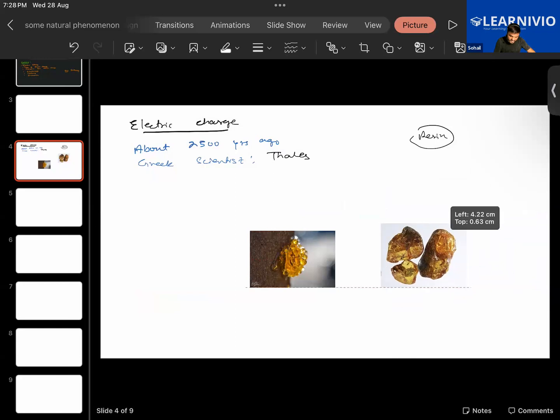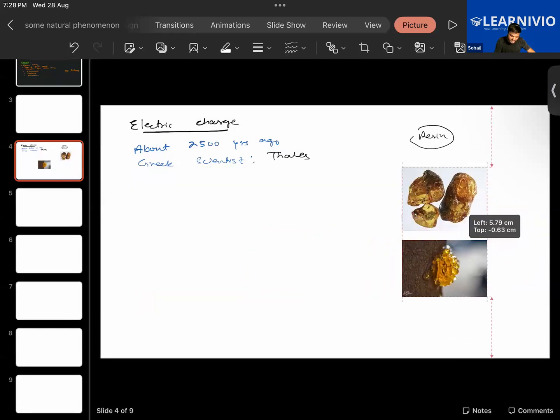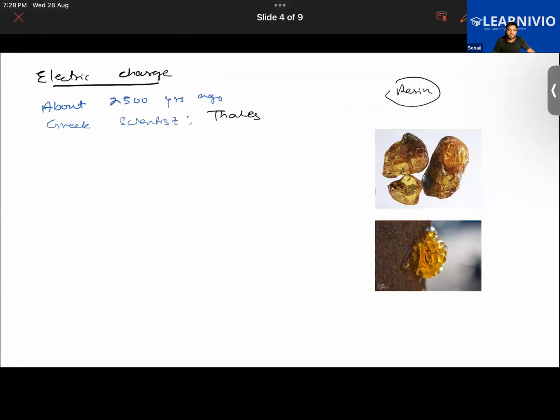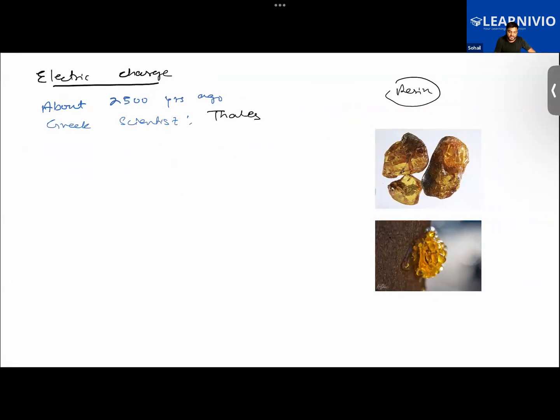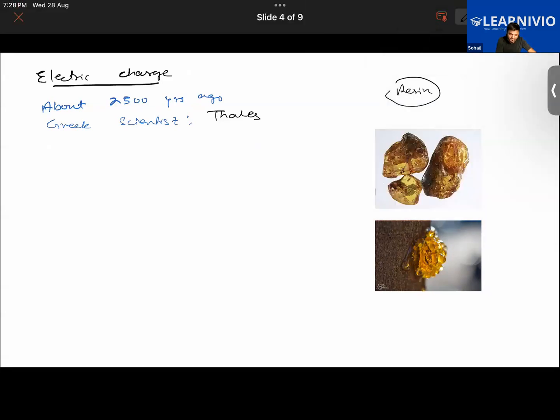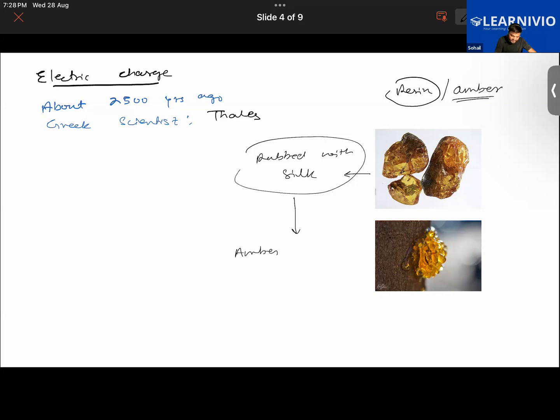So this person observed that when this amber was rubbed with silk cloth, it started to attract tiny feathers. So this is resin or basically amber. When this is rubbed with silk, what did he observe? That amber started attracting tiny feathers. So what could have been the reason behind this?